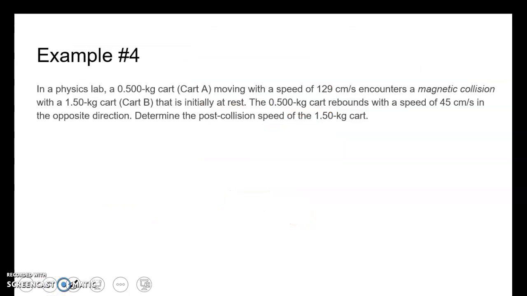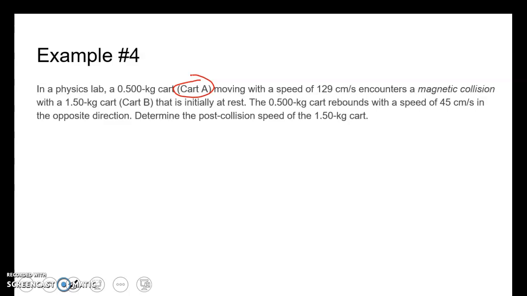Another example, we got two carts now. We got cart A moving to the right and encountering a magnetic collision with cart B that's initially at rest. The cart rebounds with a speed of 45 centimeters per second in the opposite direction. Determine the post-collision speed of the other cart.